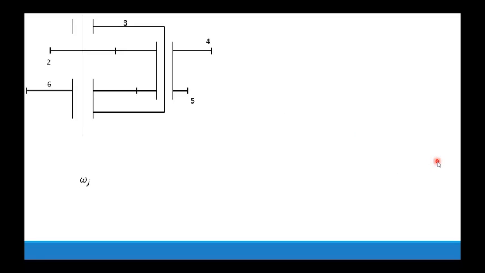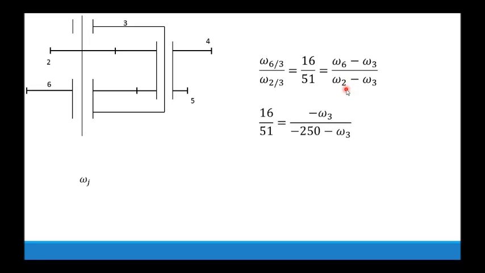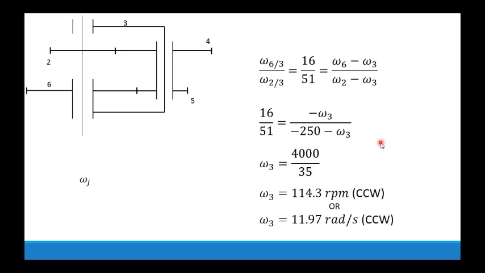Using this value and substituting equations 1 and 2, we can now get an expression in terms of the angular velocity of gear 3. This is because the angular velocities for gear 6 and 2 are known. Since gear 6 is fixed, its angular velocity is 0. And the angular velocity of gear 2 is the input velocity, which is 250 rpm in the clockwise direction. Using the right-hand rule for the sign convention, that means it is in the negative direction. Thus, we can now just solve for the angular velocity of gear 3 to finish off the solution.